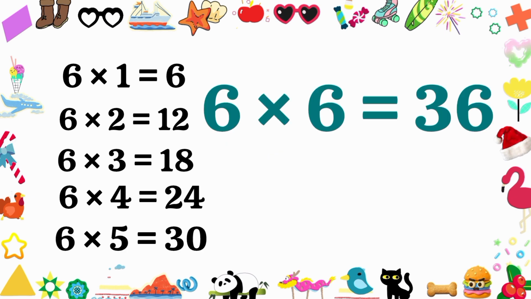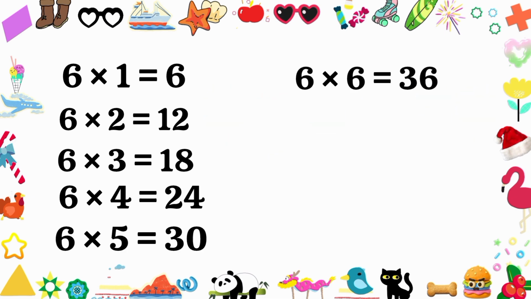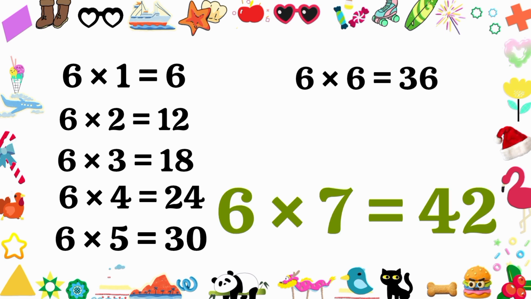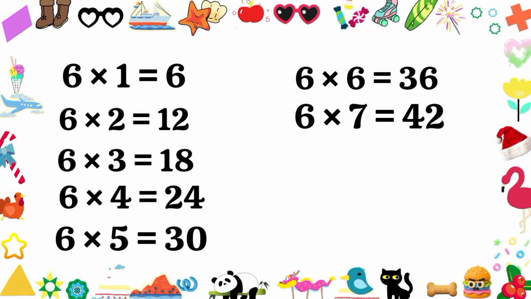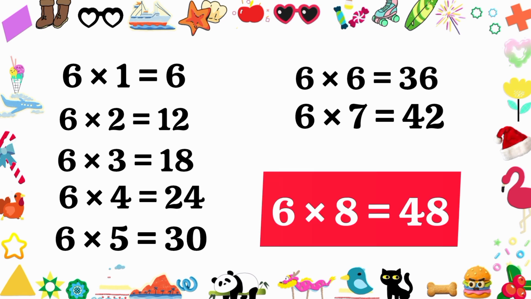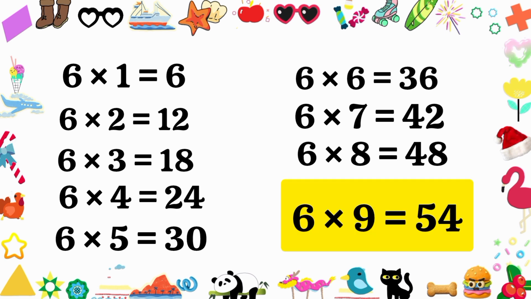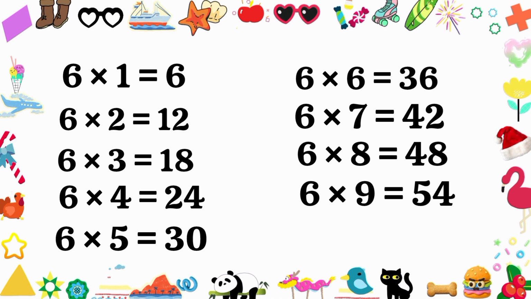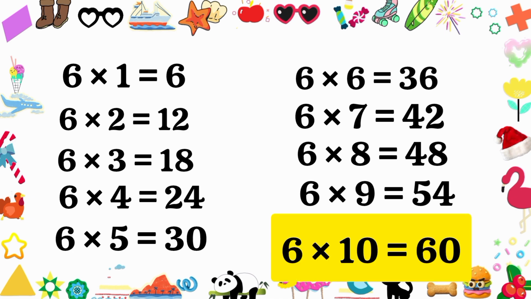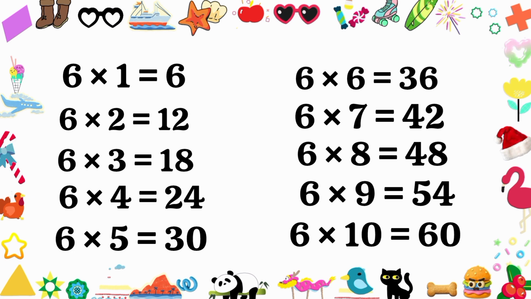6 times 5 equals 30. 6 fives are 30. 6 times 6 equals 36. 6 sixes are 36. 6 times 7 equals 42. 6 sevens are 42. 6 times 8 equals 48. 6 eights are 48. 6 times 9 equals 54. 6 nines are 54. 6 times 10 equals 60. 6 tens are 60.